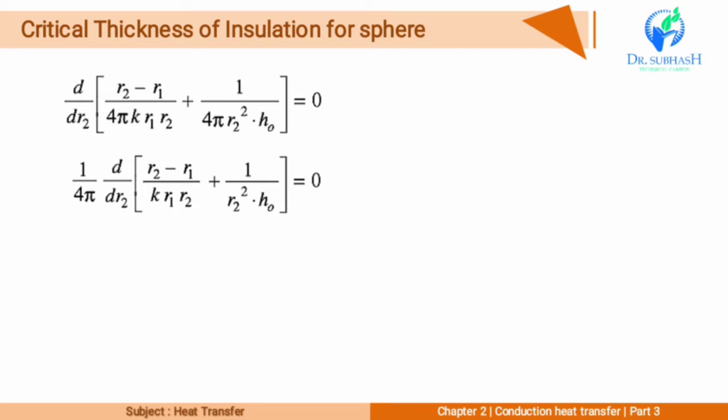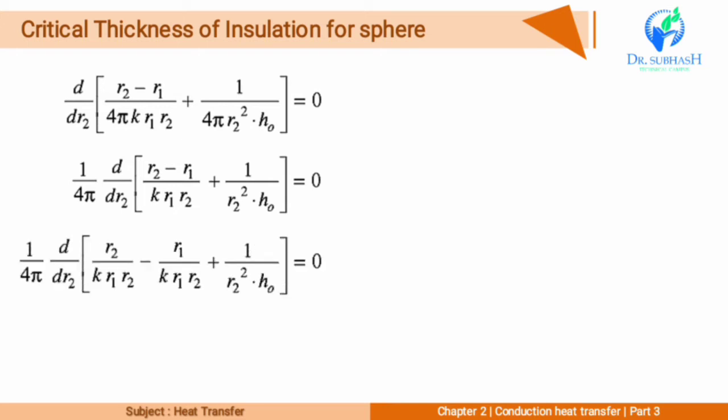Take 4 pi common and we cancel it out. So d/dR2 of the bracket: R2 minus R1 divided by K R1 R2, plus 1 upon R2 square h_o, is equal to 0. By further simplification we get 1 upon 4 pi d/dR2 of the bracket: R2 divided by K R1 R2 minus R1 divided by K R1 R2, plus 1 upon R2 square h_o. Here R1 R1 cancel out, R2 R2 cancel out.